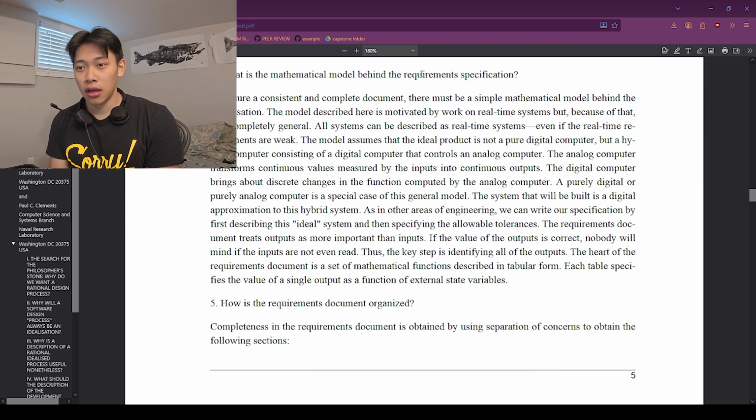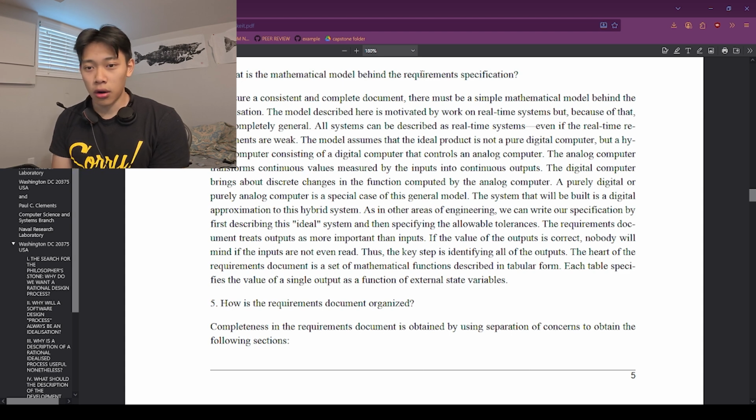As in other areas of engineering, we can write our specification by first describing this ideal system and then specifying the allowable tolerances. The requirements document treats outputs as more important than inputs. If the value of the output is correct, nobody will mind if the inputs are not even read. Thus, the key step is identifying all of the outputs.